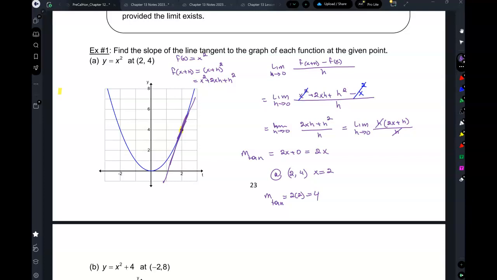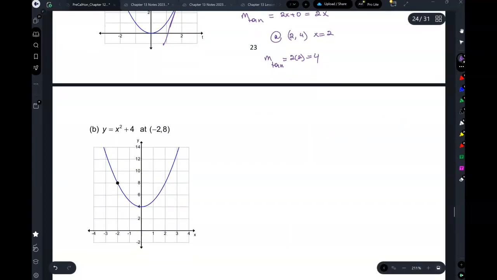It doesn't call for y. The recipe just calls for x. It's just 2x. At a point like (1, 1), it's a coincidence. All right, let's do another one.